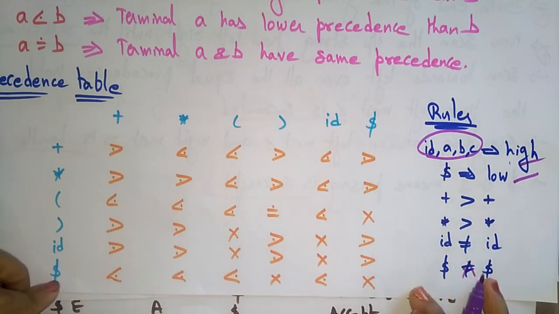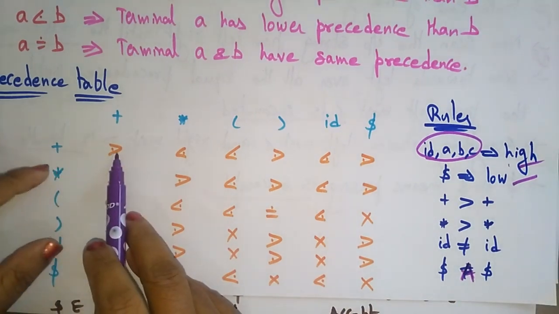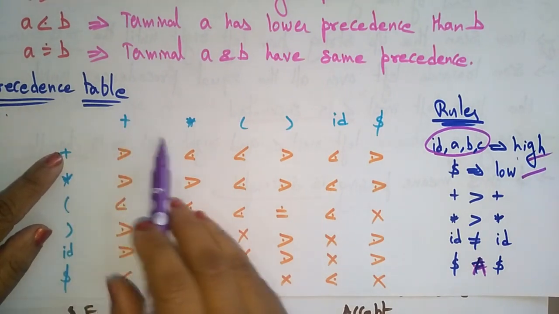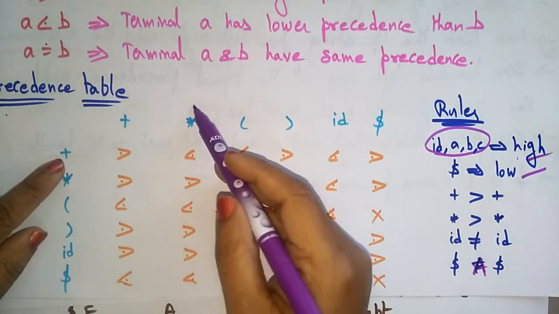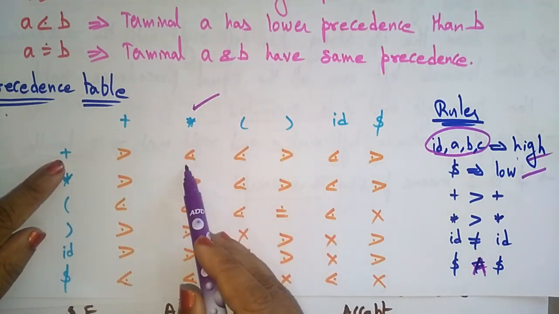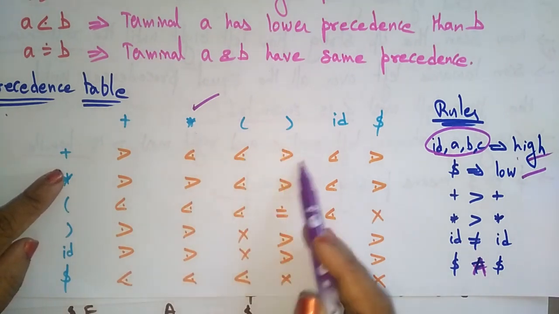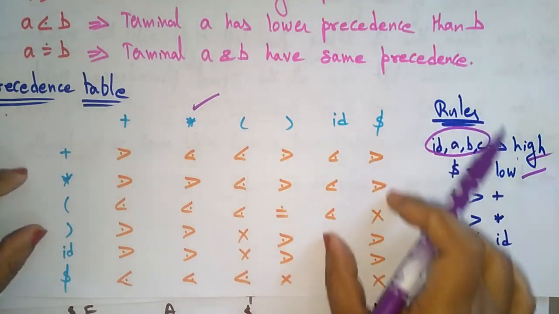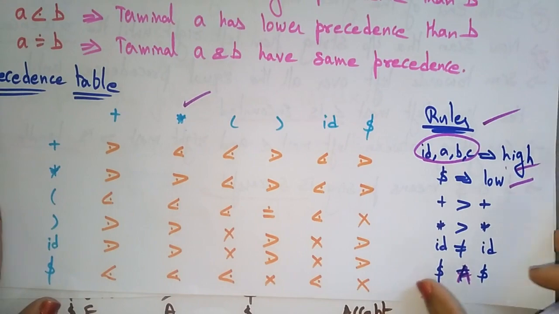And if two dollars are encountered, then your string is accepted. Plus is greater than plus, because this plus terminal has higher precedence than the other plus terminal. Comparing plus and star, the star has the higher precedence, so that's why we put the less-than symbol: plus is less than star, and id is less than or greater than accordingly. You have to construct the precedence table by following these rules.